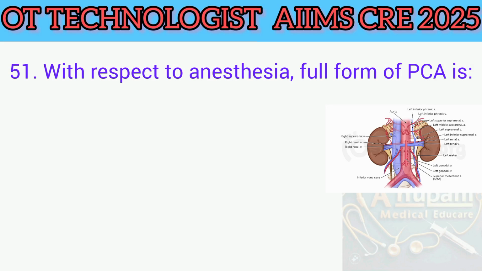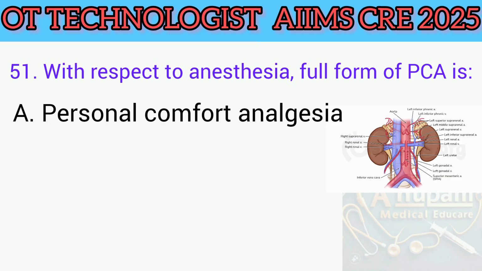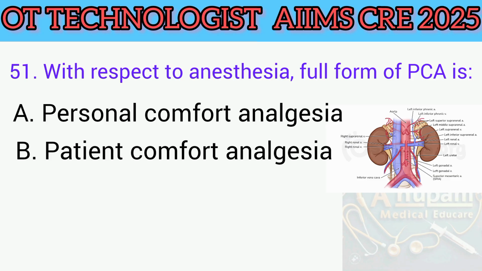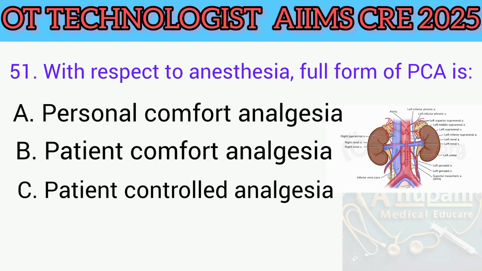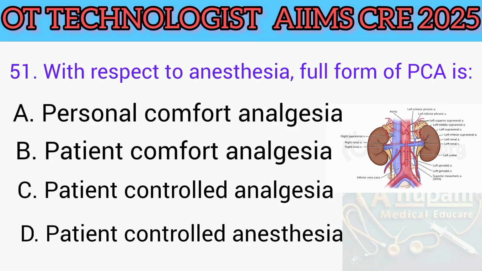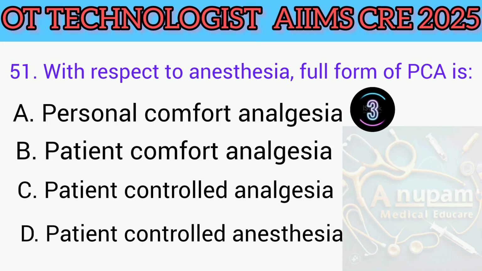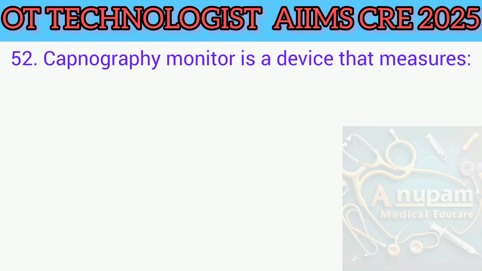Number 51. With respect to anesthesia, full form of PCA is. Option A. Personal comfort analgesia. B. Patient comfort analgesia. C. Patient controlled analgesia. D. Patient controlled anesthesia. Right option, C.